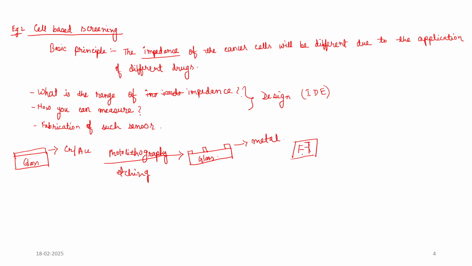Okay, then on top of it you will make an SU8 well, so that you can place your cells inside as well and do the experiment. So the first step is to make the interdigitated electrode, and then make the SU8 well, and then you can perform your experiment, and then you can go for testing, verification and calibration, those steps I have mentioned earlier.